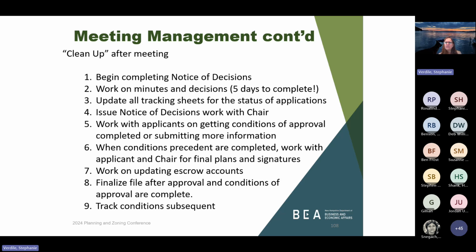Sometimes lighting comes up, where neighbors don't want parking lot lights on past 10 p.m. Those are types of things that are conditions subsequent. So as staff to the planning board, you need to understand the differences in those conditions and work with the applicant to make sure that they're fulfilled.